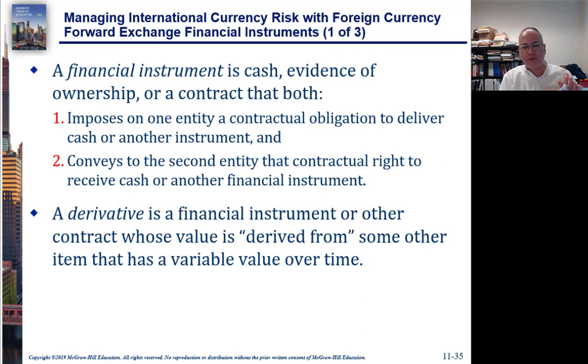A financial instrument is cash, evidence of ownership, or a contract that imposes on one entity a contractual obligation to deliver cash or another instrument and conveys to the second entity that contractual right to receive cash or another financial instrument.